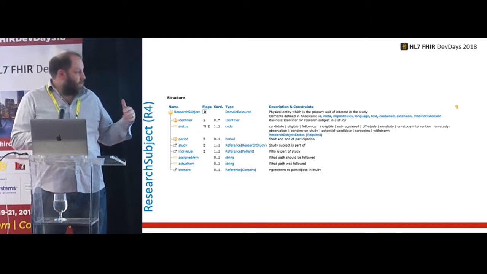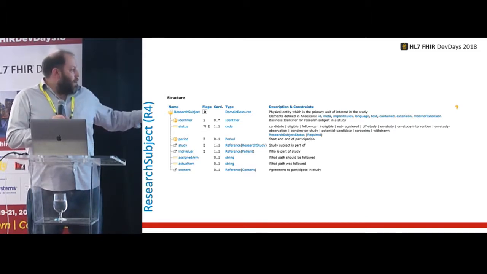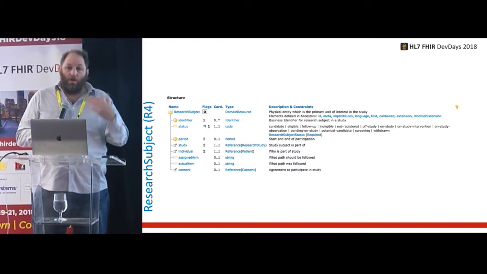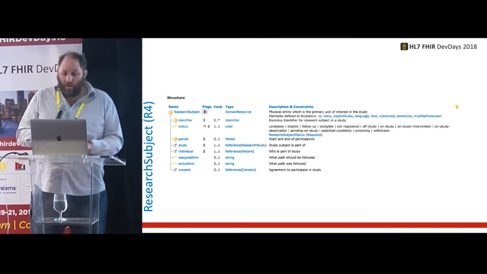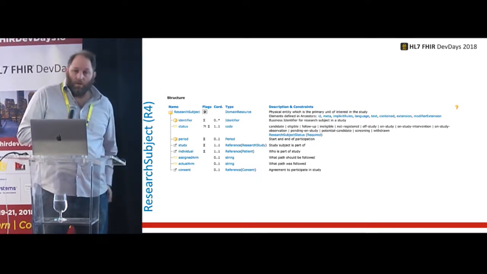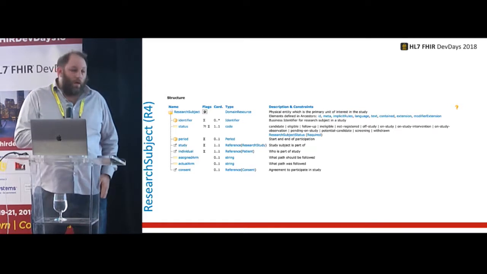It also includes information like the arm that they've been assigned to, but sometimes they're assigned to an arm, but they don't actually do that arm. I haven't seen many cases for that, because usually the systems themselves aren't that sophisticated. Once you're on a path, you're on a path.